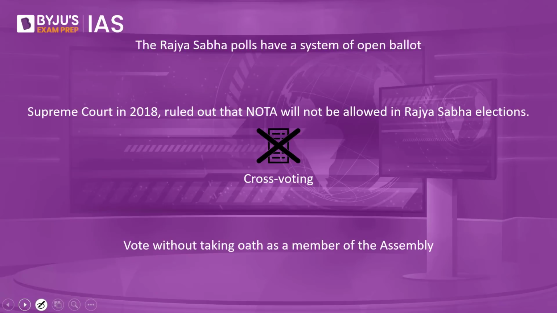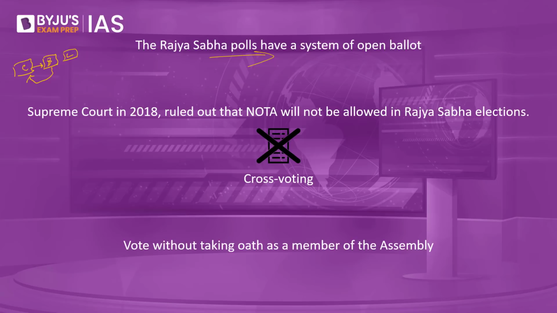The first important factor is whether the Rajya Sabha polls are being conducted as an open ballot or a secret ballot. So the Rajya Sabha polls have a system of open ballot. This is basically done to prevent cross voting. What is this cross voting? Let's say we have a political candidate who represents the Congress party, or the BJP, or any of the local parties. So if an MLA from Congress goes on to vote for BJP, or an MLA from BJP goes on to vote for Congress, that is what is called cross voting.